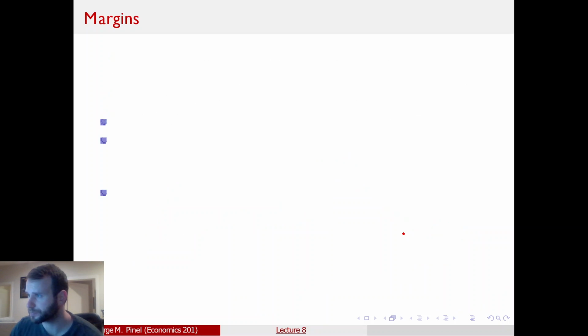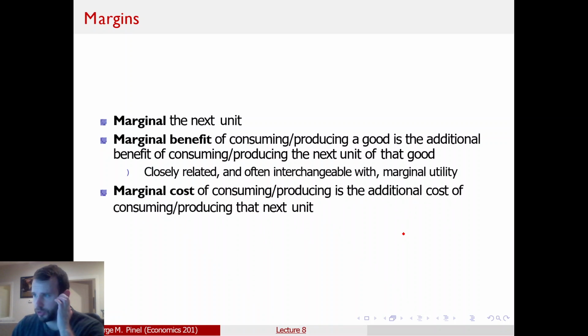Okay. So we talked about marginal analysis, which is the benefit or cost you get from the next additional unit, just like marginal utility is the utility from the next additional unit. Marginal benefit and marginal cost are the benefit and cost of the next additional unit. And marginal benefit and marginal utility can typically be interchangeable, so just keep that in mind.